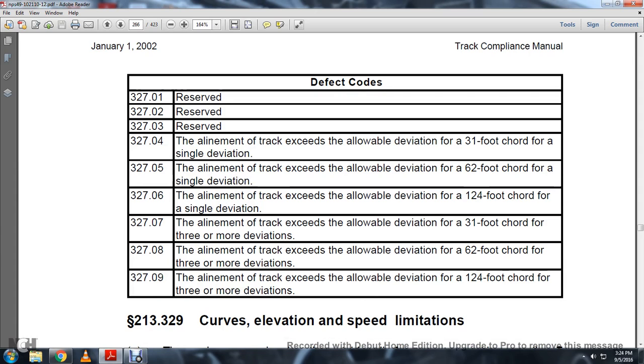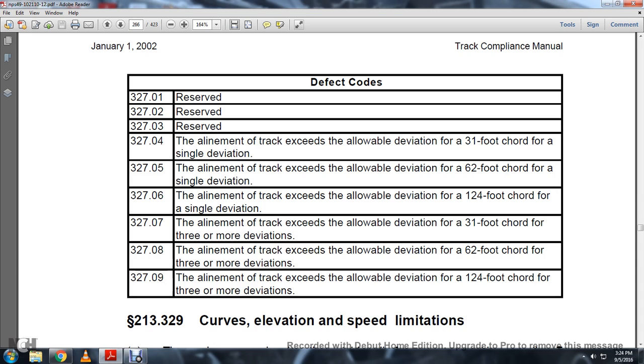327.04, the alignment of the track exceeds the allowable deviation of the 31-foot chord for a single deviation. 327.05, the alignment of the track exceeds the allowable deviation of the 62-foot chord for a single deviation. 327.06, the alignment of the track exceeds the allowable deviation of the 124-foot chord.